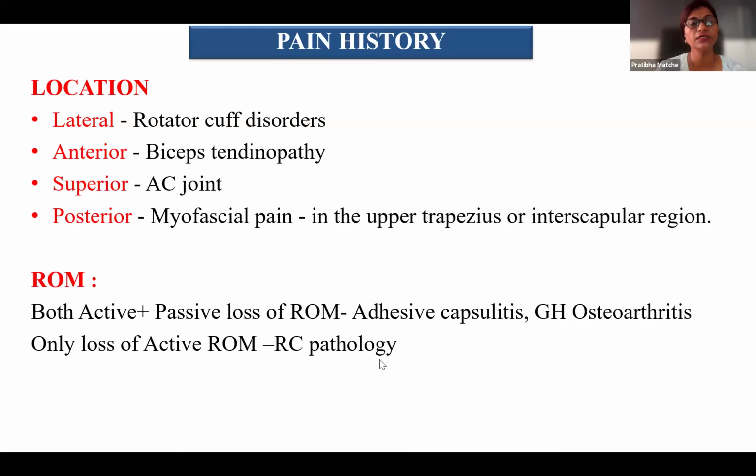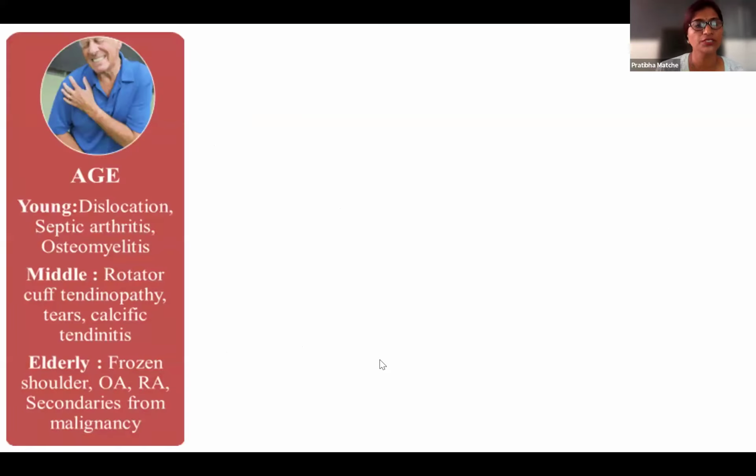In addition to the pain history, another important thing to be paid attention to and evaluated is the loss of range of movements. If the patient says that there is both active and passive loss of range of movements, then it is because of adhesive capsulitis and osteoarthritis. Whereas if only active range of movement is lost, then it is suggestive of rotator cuff pathology.